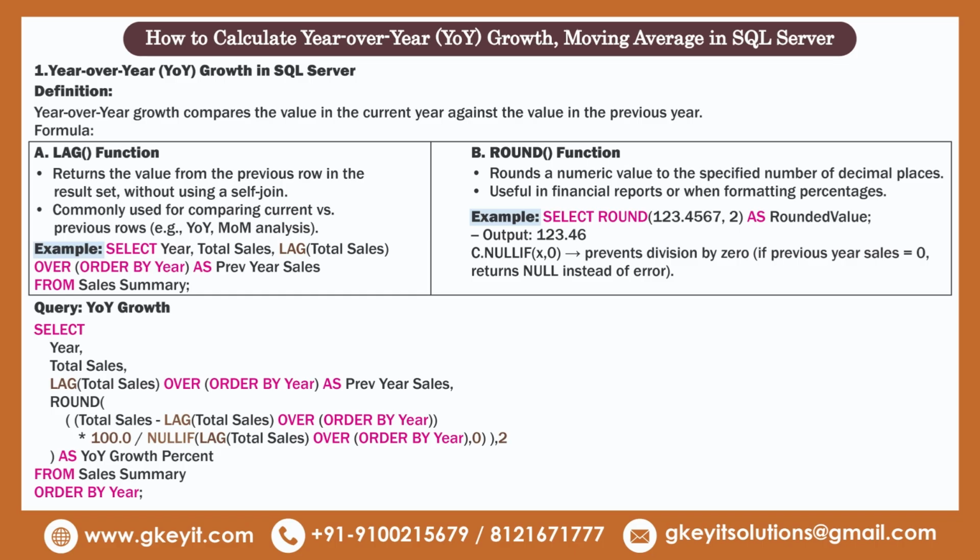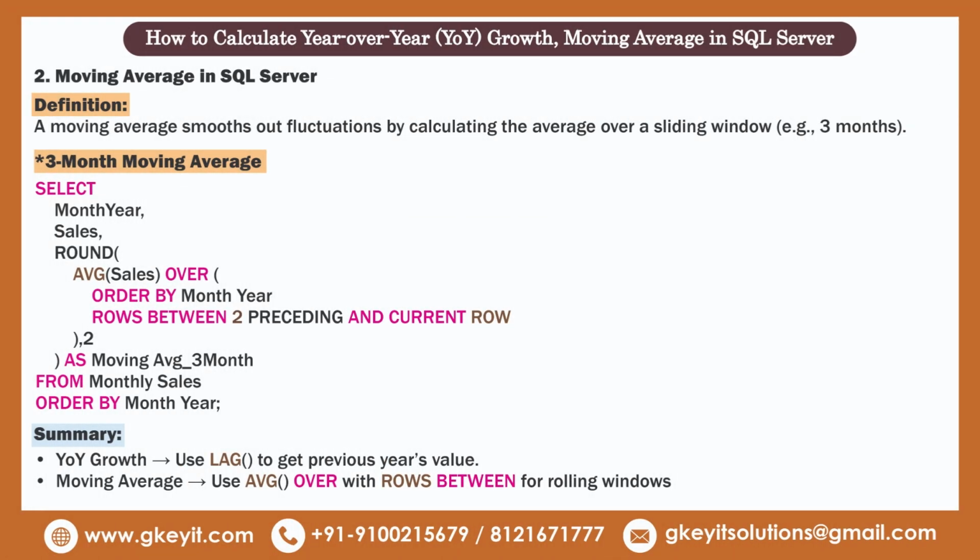And coming to the next question, that is moving average in SQL Server. A moving average smooths out fluctuations by calculating the average over a sliding window. For example, we are calculating a 3-month moving average. There is a query: SELECT month_year, sales, ROUND(AVG(sales) OVER (ORDER BY month_year ROWS BETWEEN 2 PRECEDING AND CURRENT ROW), 2) AS moving_average_3_months FROM monthly_sales ORDER BY month_year.